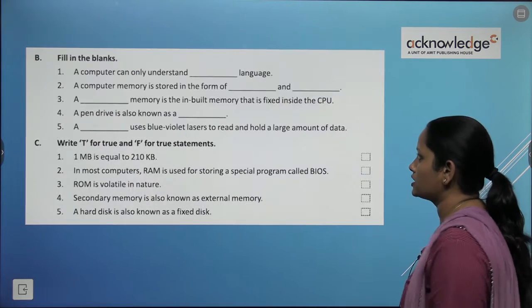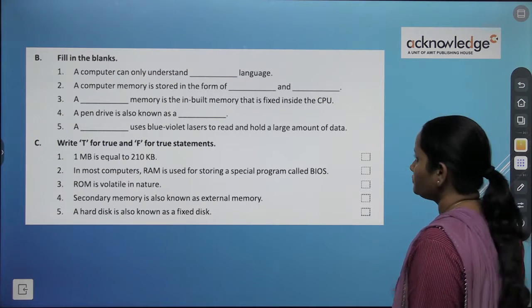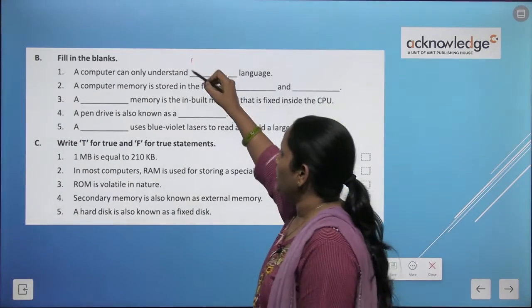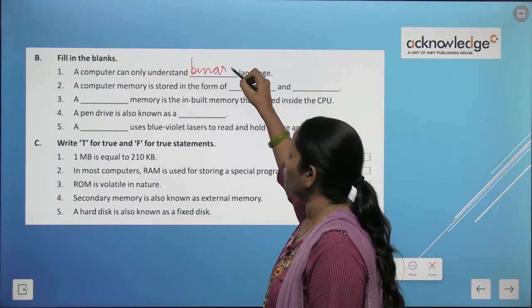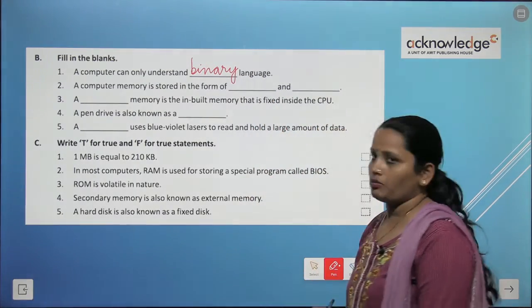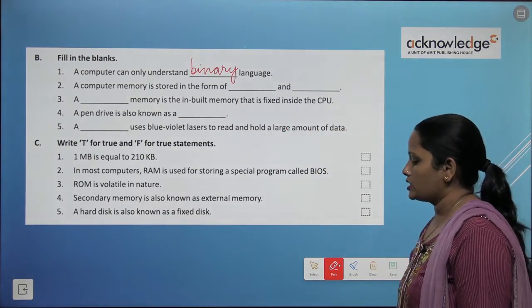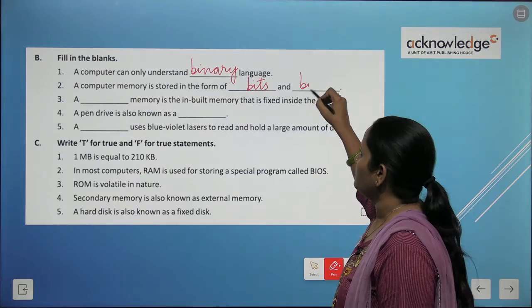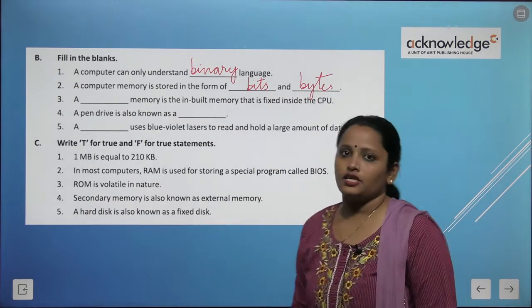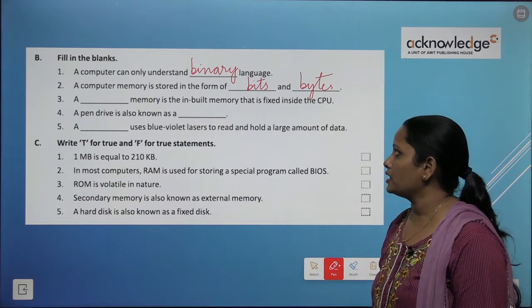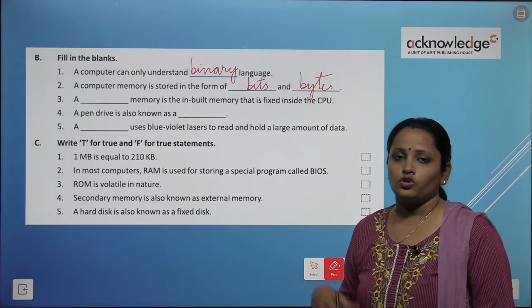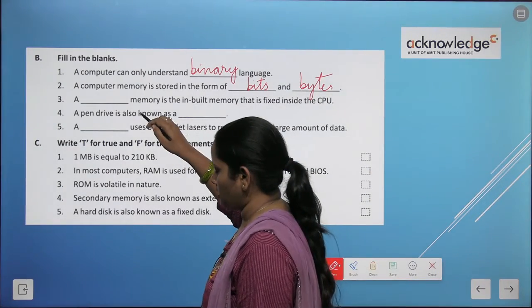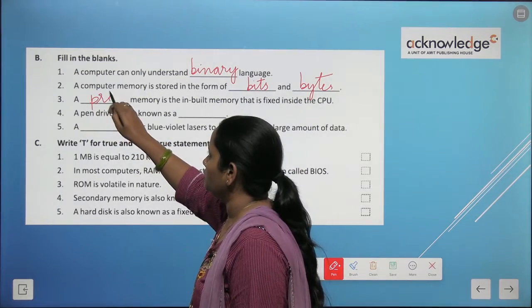Now let's come to the next exercise, children. Fill in the blanks. A computer can understand dash language. Yes, we have learned about the binary language, 0 and 1. A computer memory is stored in the form of dash and dash. So memory can be stored in the form of bits and bytes. Next, a dash memory is the inbuilt memory that is fixed inside the CPU. So which memory is fixed inside the CPU and it is inbuilt memory? So children, the answer is primary memory.